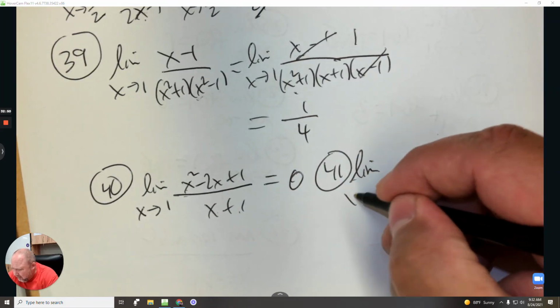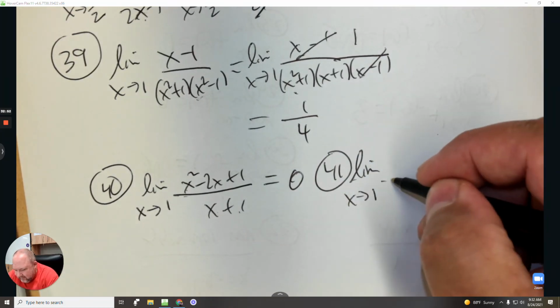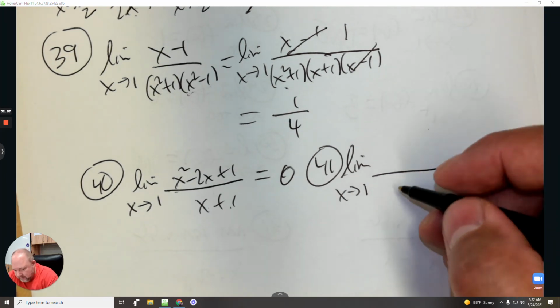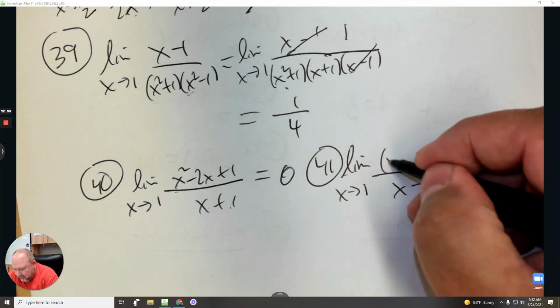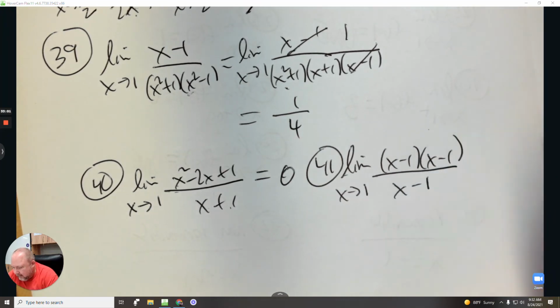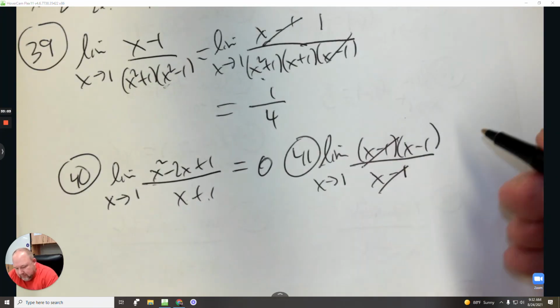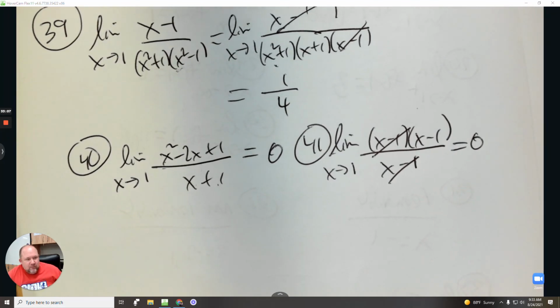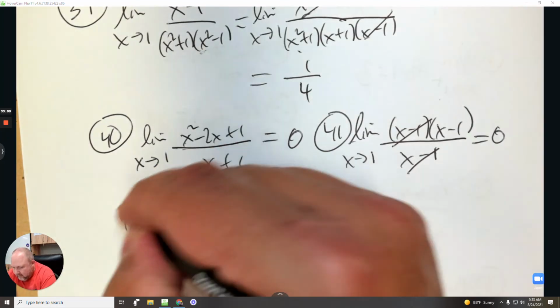2 left. We're almost there. You can do it. This one is different because we're using x subtract 1 on the bottom. So I'm going to factor the top, which is x subtract 1, x subtract 1. This is now removable. Plug in 1 and you get the answer 0. 42. And we're there.